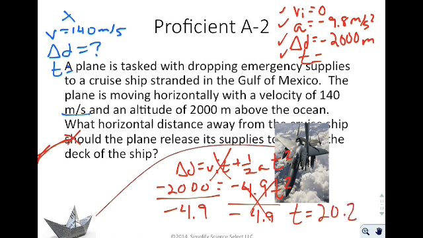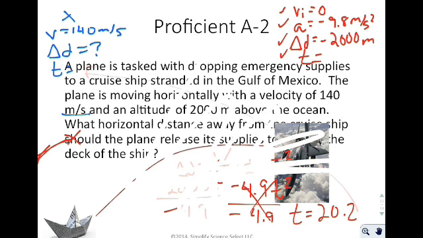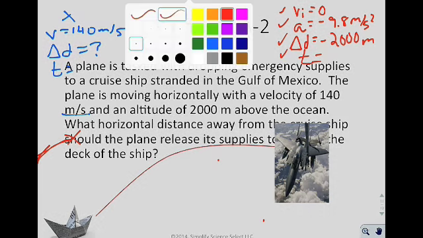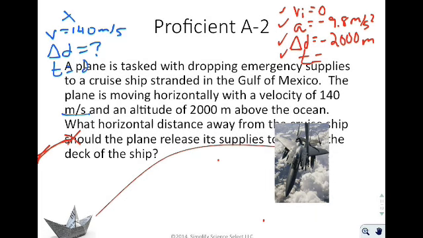Once you know that it takes about 20.2 seconds for the object to fall that far, now what you have to do is plug this number in, and this value goes over here to the x direction. So now I'm going to go ahead and erase because I'm done with the y direction. Everything with the y direction is done now that I've solved for the time. So I'm going to plug in 20.2 seconds as my time.